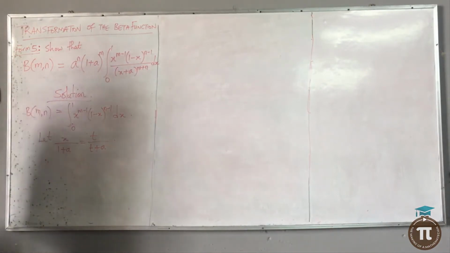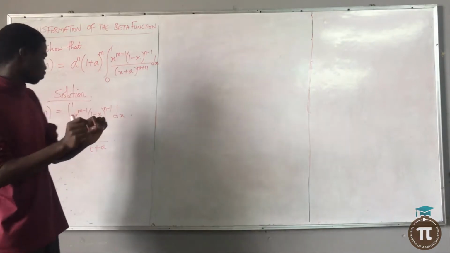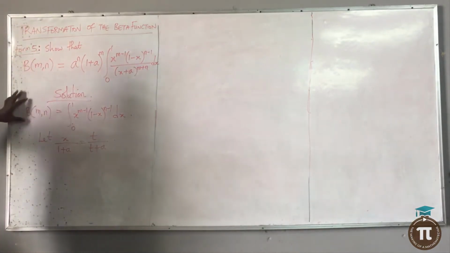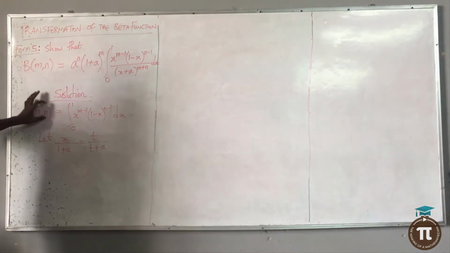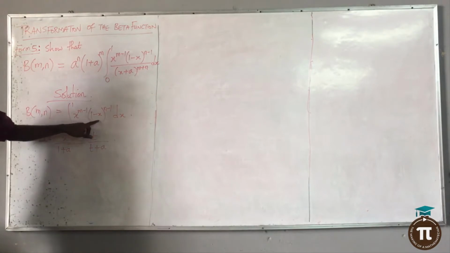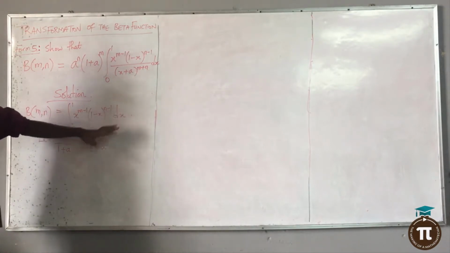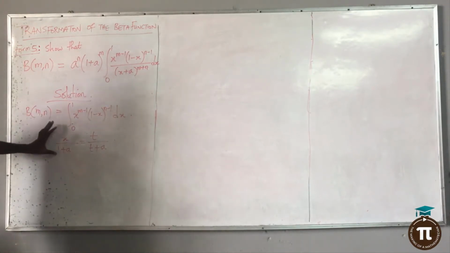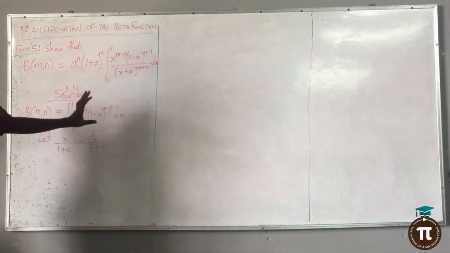Now recall the polynomial definition of the beta function. It says that beta of m comma n is equal to the integral from 0 to 1 of s raised to the power of m minus 1, (1 minus s) raised to the power of n minus 1, ds, and that is where I'm going to start from.